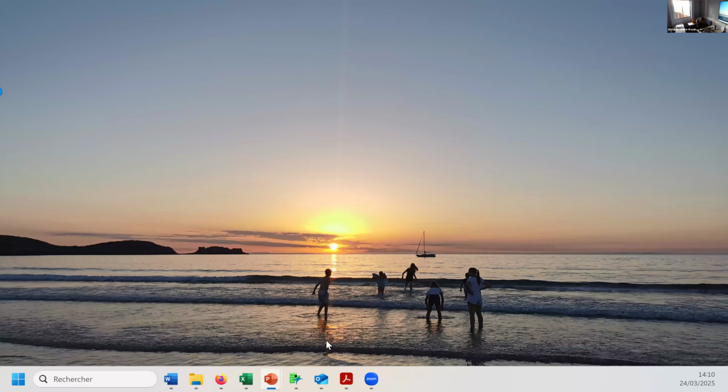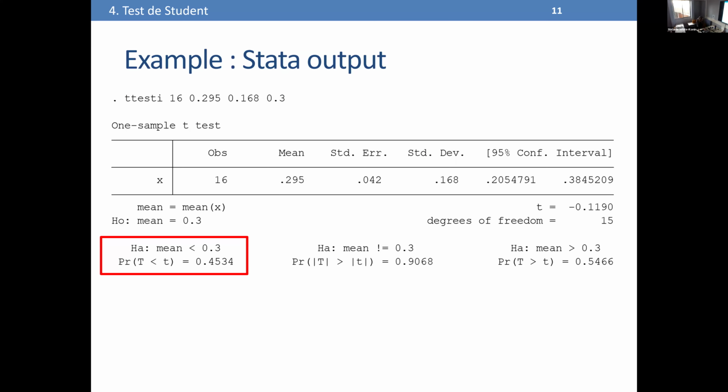So here, if I go back to what we're looking at, then we see that the p-value here is 0.45, which we compare to what? To alpha, which is worth 5%. So here, is p greater or smaller than alpha? Greater, 0.45, c'est plus grand que 0.05, oui. So we do not reject the null hypothesis because I'm going to write it in red, okay?